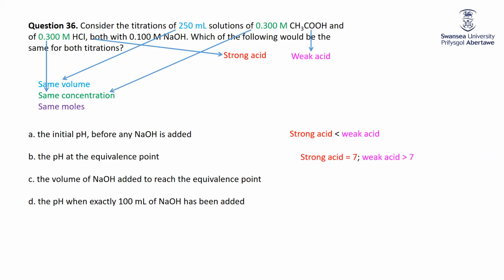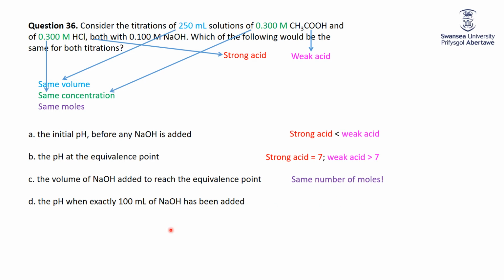pH at the equivalence point. Well, when you titrate a strong acid with a strong base, the pH is 7. When you titrate a weak acid with a strong base, the pH is greater than 7, so these will not be the same. The volume of NaOH needed to reach the equivalence point. Well, the equivalence point is where the number of moles of NaOH is equal to the number of moles of acid. Because we have the same concentration and the same volume of each of those solutions, we've got the same number of moles. So even though one is weak and one is strong, because we have the same number of starting moles of acid, we're going to need the same volume of NaOH to get there.